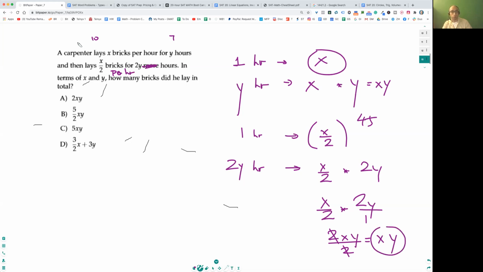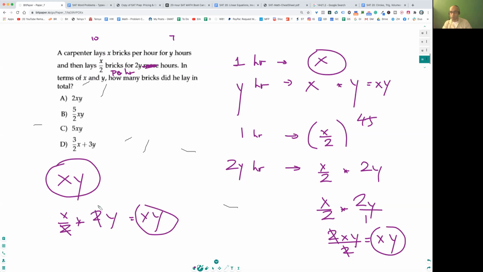So remember, the first piece here, how many bricks have you laid? You've laid XY bricks. The next piece over here, how many bricks have you laid? You've laid X over 2 times 2Y, but this 2 and 2 cancel out, so you get XY, right? So the first time you get XY, and the second time you get XY, right? And then you add these two, right?